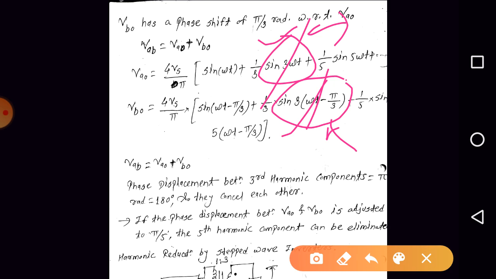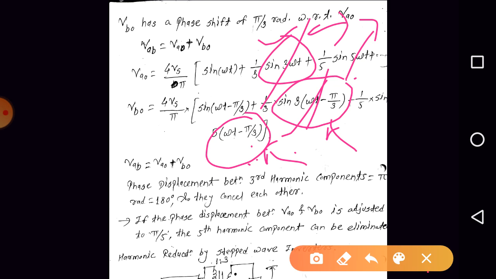Similarly, for removing the fifth harmonic, what will be the required phase displacement? Here, instead of pi/3, we need to keep pi/5. Yes or no? So it will become 5 into omega t minus pi/5, so it is sine of 5 omega t minus pi. So here the phase angle is 0 degrees, and here the phase angle becomes equal to pi, right?